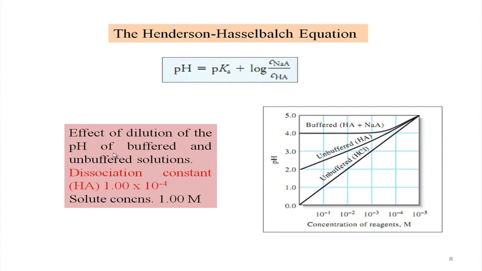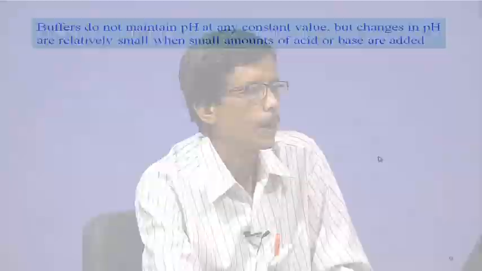The effect of dilution for this plot we can explain in this fashion also. Consider the dilution of a buffered and an unbuffered solution, where the dissociation constant of this weak acid is 1 into 10 to the minus 4 molar and the solute concentration is 1 molar. Due to the dilution from left to right, we see how quickly the pH changes from left to right for this HA, unbuffered in one case, following the Henderson-Hasselbalch equation.